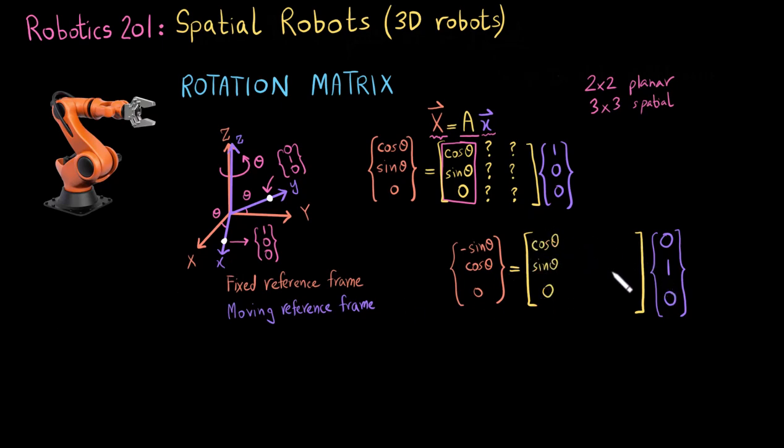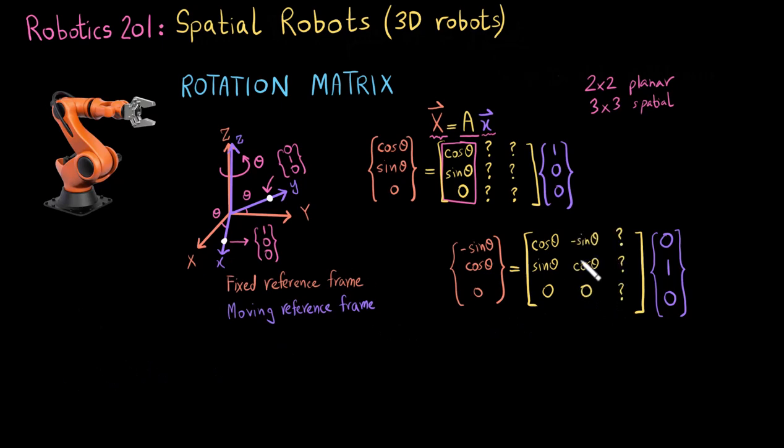Now moving forward, how do I determine the rest of the elements? If I do a simple multiplication of the two matrices, cosine of theta times 0 plus something times 1 plus something times 0 should give me minus sine of theta. So this term right here has to be minus sine of theta. And similarly, sine of theta times 0 plus something times 1 plus something times 0 should give me cosine of theta. So this term has to be cosine of theta. And similarly, this times 0 plus something times 1 plus something times 0 should give me 0. So this has to be 0.